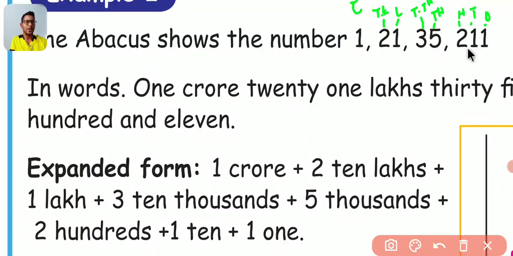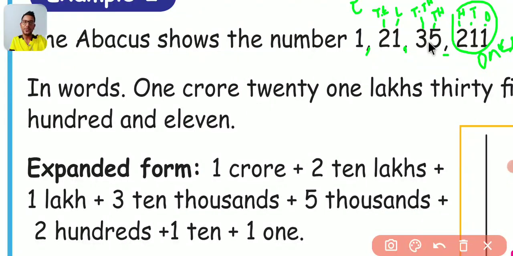Then they are putting the commas. They are counting 1, 2, 3. After counting 3 numbers, they put a comma here. Then after counting 2 numbers, they put a comma. Then after counting 2 numbers again, they put a comma. Because ones, tens, hundreds, these 3 places are in one period, that is the ones period. In the ones period there are 3 places, ones, tens, hundreds. That's why they count 3 numbers, 1, 2, 3, and put a comma here.